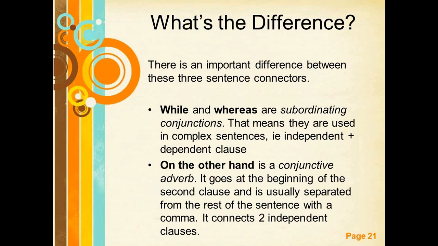On the other hand is a conjunctive adverb. Might be at the beginning of a sentence, or it could be at the beginning of a second clause, and will always be separated from the rest of the sentence with a comma. It will connect two independent clauses.